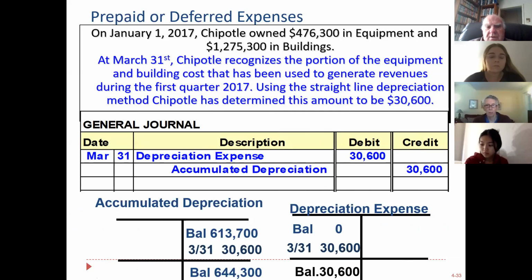Look at the journal entry. You debit depreciation expense and you credit accumulated depreciation.